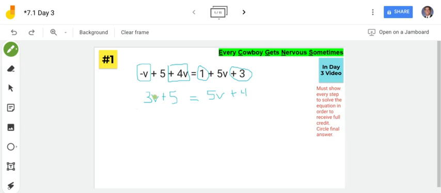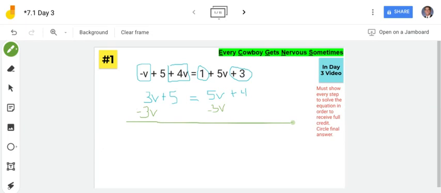So how am I going to move the 3v to the other side? Well, will adding 3v work? 3v plus 3v, is that going to be 0? No, that would be 6v. So I can't add 3v. I need to subtract 3v from the left side and from the right side because I always do the same thing to both sides. Again, notice how I stack my v terms on the left and on the right. Notice I subtracted not 3, but 3v. 3v. I subtracted from the left and the right.